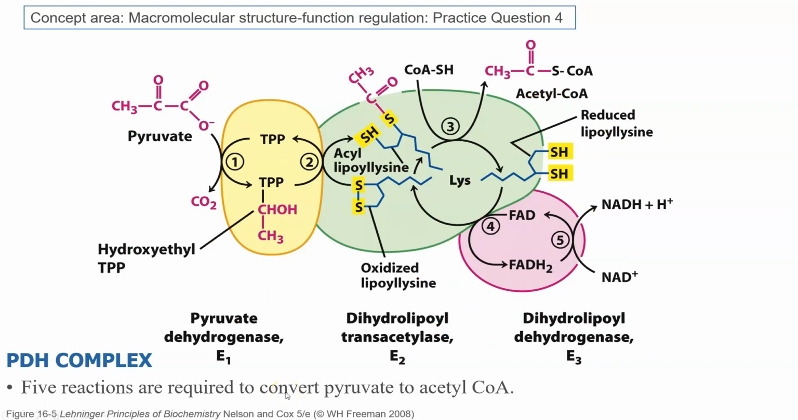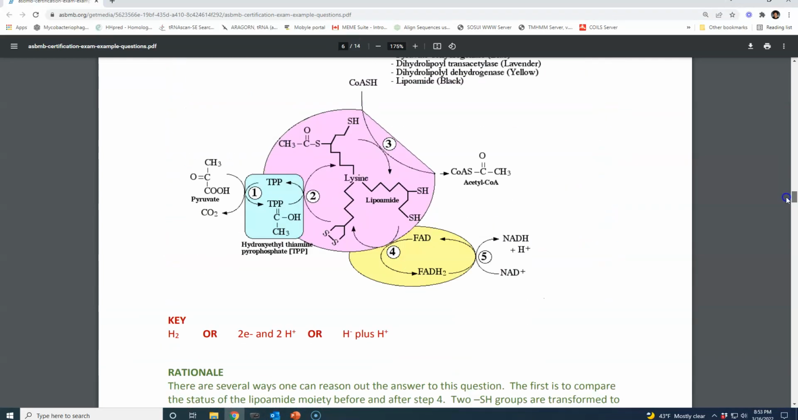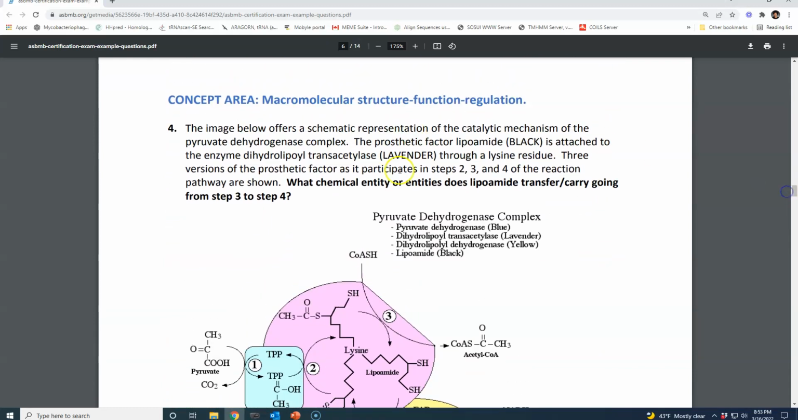Okay, this next question, again, I'm going to go back to my diagram here. This is the pyruvate dehydrogenase complex. So again, read the question really carefully. Dehydrogenase, already we know that means it's a redox reaction, because dehydrogenases catalyze redox reactions. It says the prosthetic factor lipoamide is attached to dihydrolipoyl transacetylase through a lysine, and then they show the reactions. And the question, which is bold, is what chemical entity or entities does lipoamide transfer or carry going from step 3 to step 4?